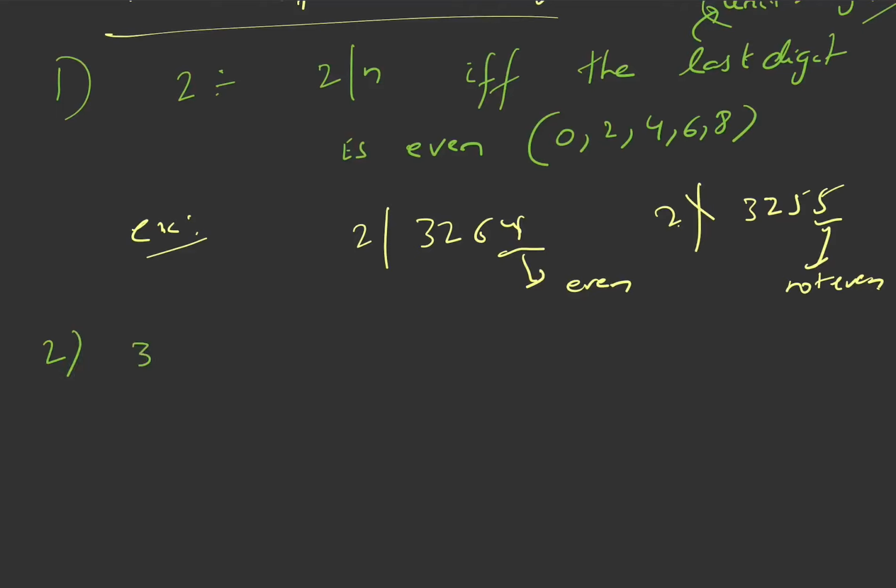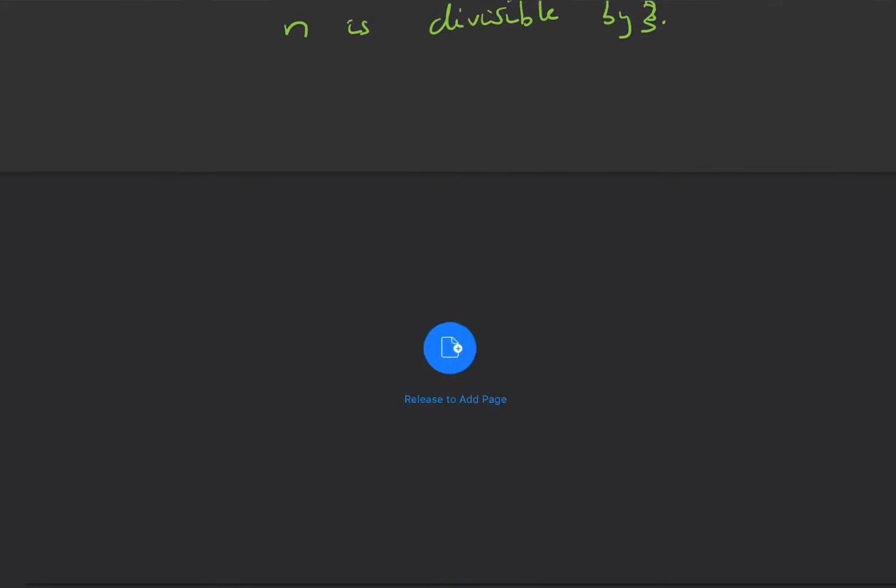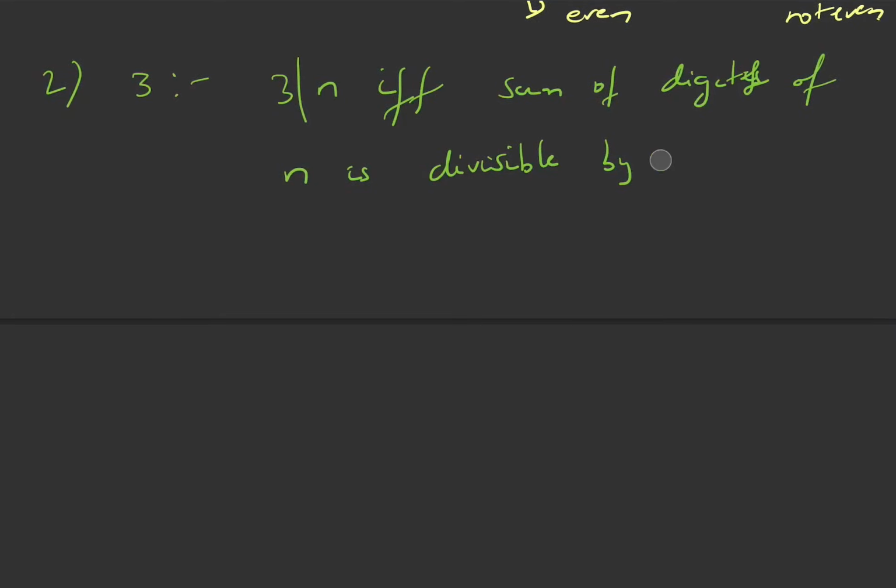Similarly, we have the test of divisibility for 3. 3 divides n if and only if the sum of digits of n is divisible by 3. Why this happens, we'll prove later at some point when we study scales of notation, but for now just try to remember the test of divisibility.